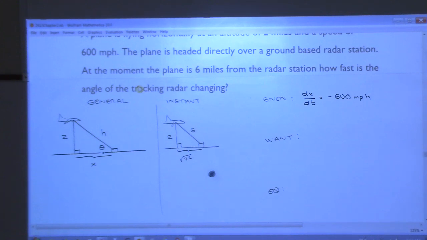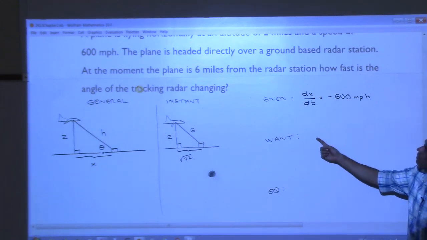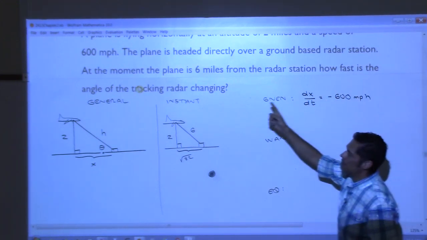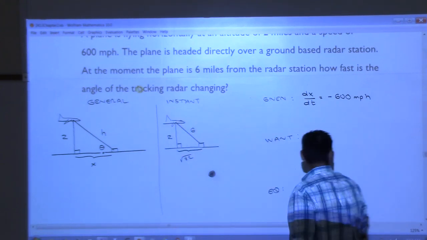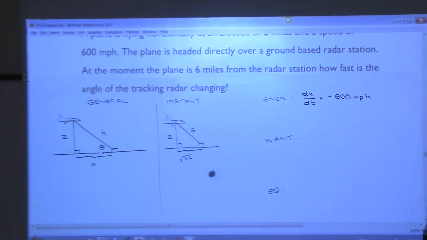What do I want? How fast is the angle changing, which is d theta dt?